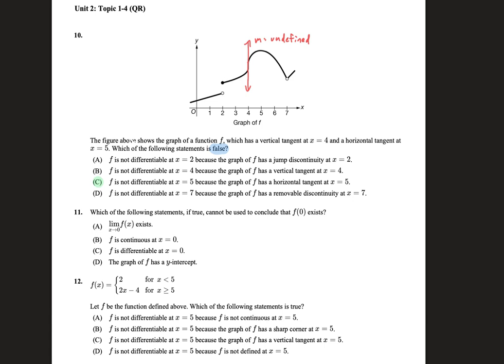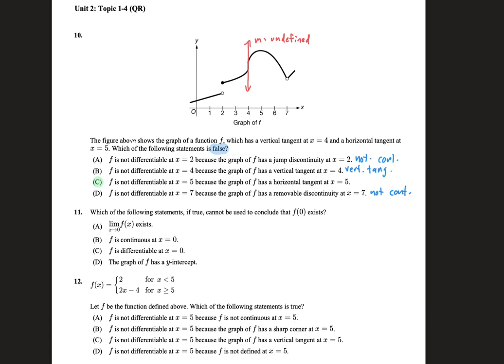Just so we can see, this one is not continuous, that's why those aren't differentiable, and then this one is a vertical tangent. But horizontal tangents are fine. Derivatives are defined at horizontal tangents.